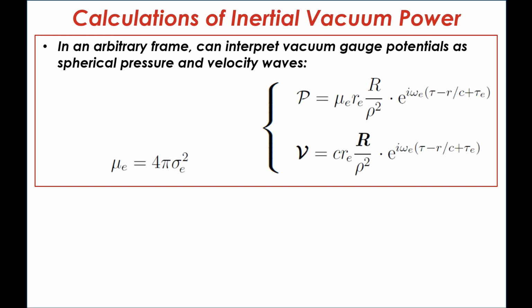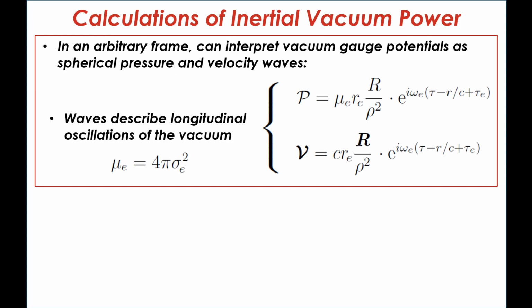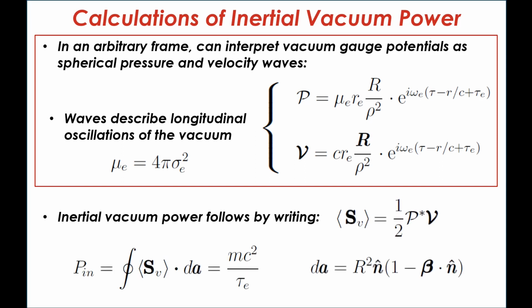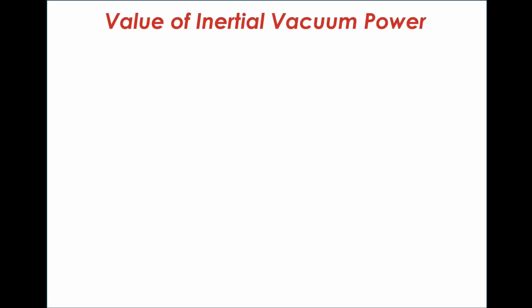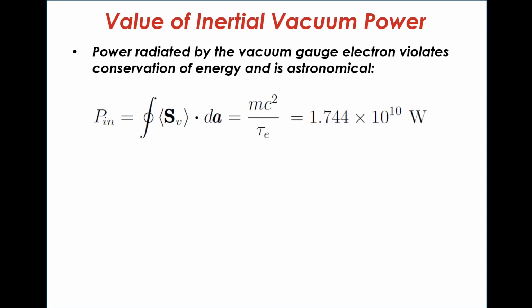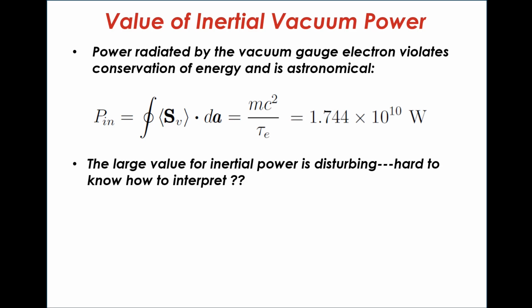These formulas indicate radiation in the form of longitudinal oscillations of the vacuum, but we can combine them as before to reproduce invariant vacuum power. Let's calculate the numerical value of inertial vacuum power. This is a huge number comparable to the power output of the Grand Coulee Dam. We admit here that this value is disturbing, and we really don't know how it should be interpreted.